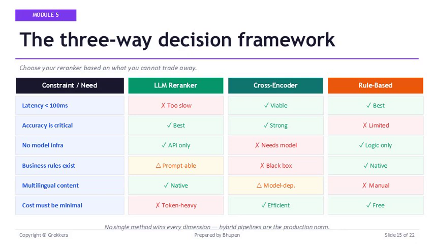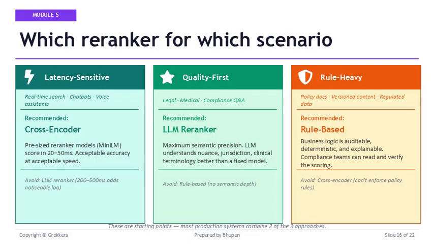Here is the key insight at the bottom. No single method wins every dimension. That is not a weakness of the framework. That is the reality of engineering trade-offs. And that is exactly why most production systems use hybrids. But which combination works for which real-world scenario? Let me give you 3 scenarios you will absolutely encounter in the real world.